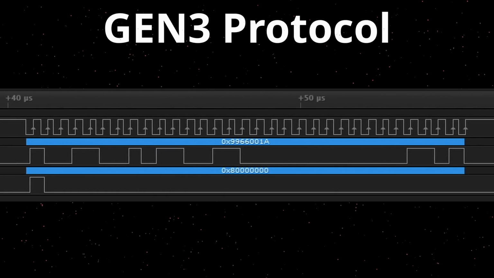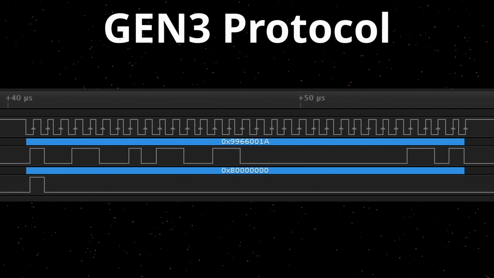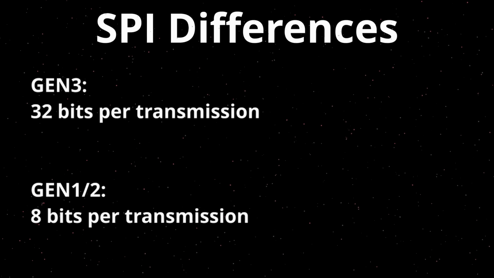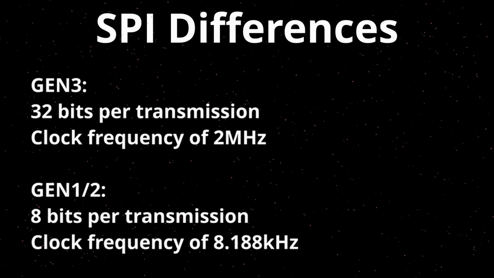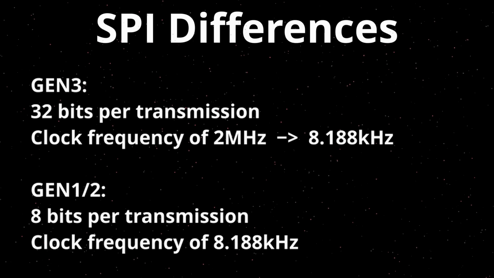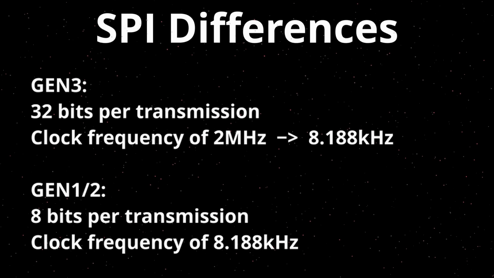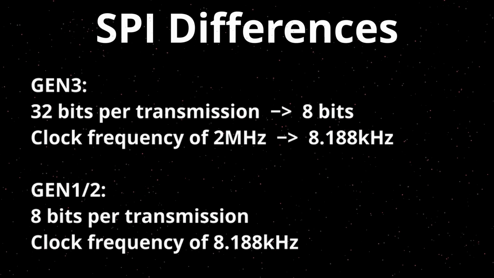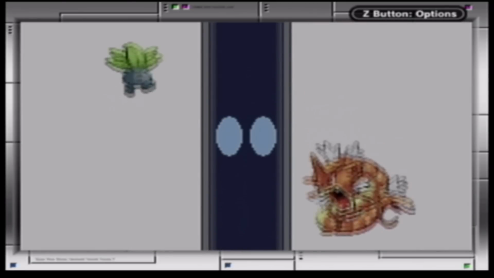The GBA uses SPI to communicate with a wireless add-on. It is slightly different, however, it uses 32 bits per transmission, and the clock frequency is a lot higher. But if you could somehow lower the clock frequency to match the old Game Boy and shorten the data transmission to 8 bits, it should be possible to make it work.